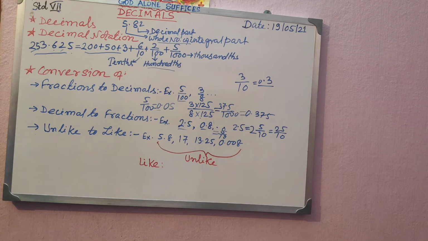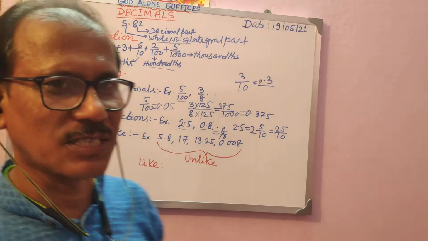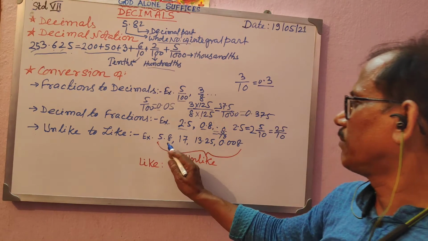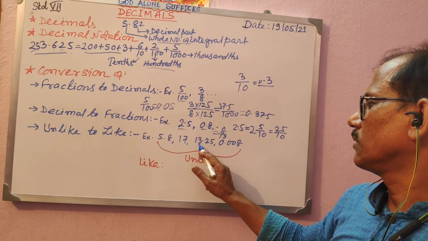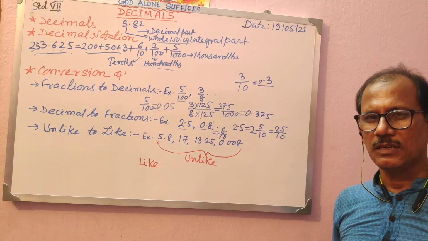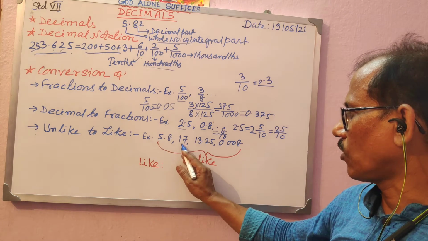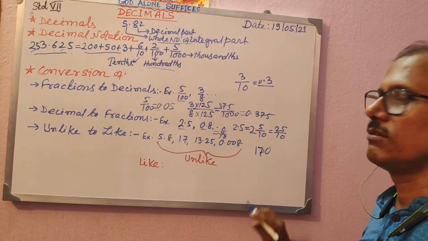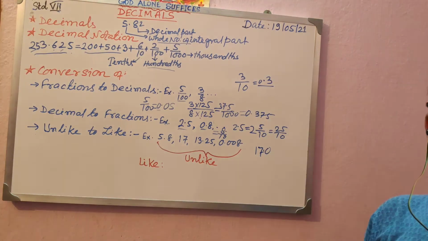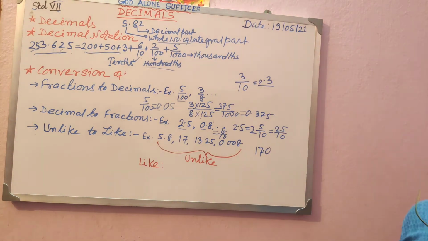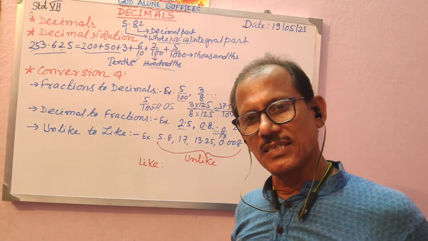Could you understand me? Now, conversion of unlike to like fractions, which is like decimals. You are thinking that for decimals, what is like and unlike? Like and unlike is there here. See, I have taken an example: 5.8, 17, 13.25, 0.008. Have you seen? I have taken 4 numbers, 4 decimals you can say. The 17 is also a decimal because any whole number, you can put a point at the right side, and you can put any number of 0s. And let me tell you, after the decimal point to the right hand side, you can add any number of 0s. Those 0s are meaningless. Okay.